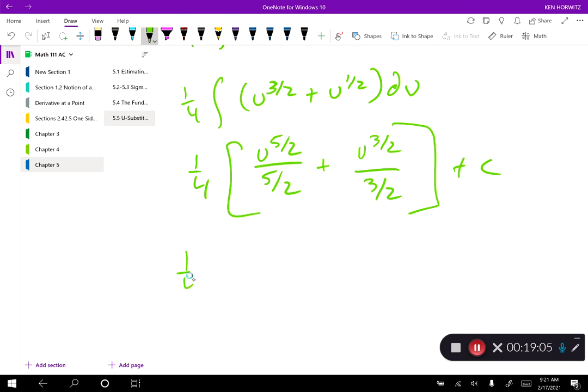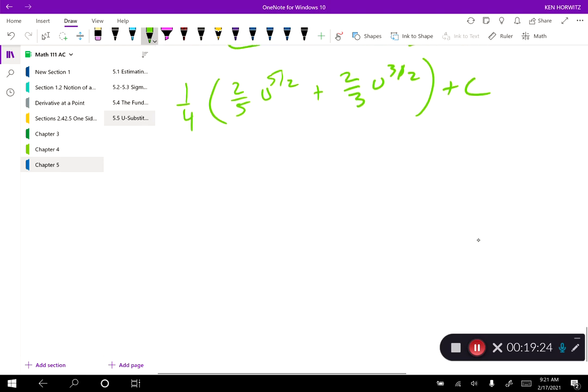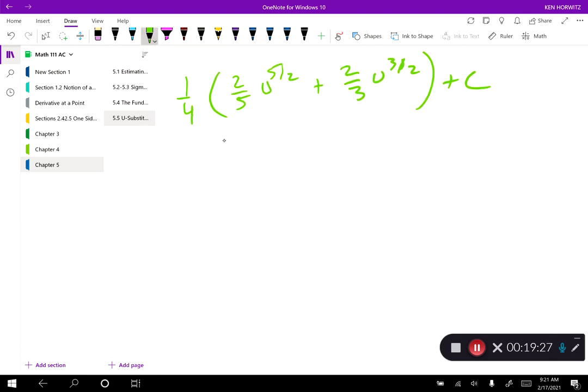So I have 1/4 times 2/5 u to the 5/2 plus 2/3 u to the 3/2 plus c. And now I'd like to just distribute the 1/4 mostly, and then substitute back. So I've got 2/20 is 1/10. And my u is 2x minus 1 to the 5/2 plus, I've got 2/12, so that's 1/6.